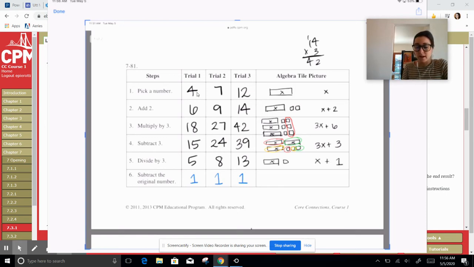And then if I subtract the original number, that would then be getting rid of the x tile, because remember our original number was x. So if I get rid of that, then I'm left with 1. Okay, so that way you can kind of see how it's starting to look algebraically and how we can almost predict what the outcome is going to be.